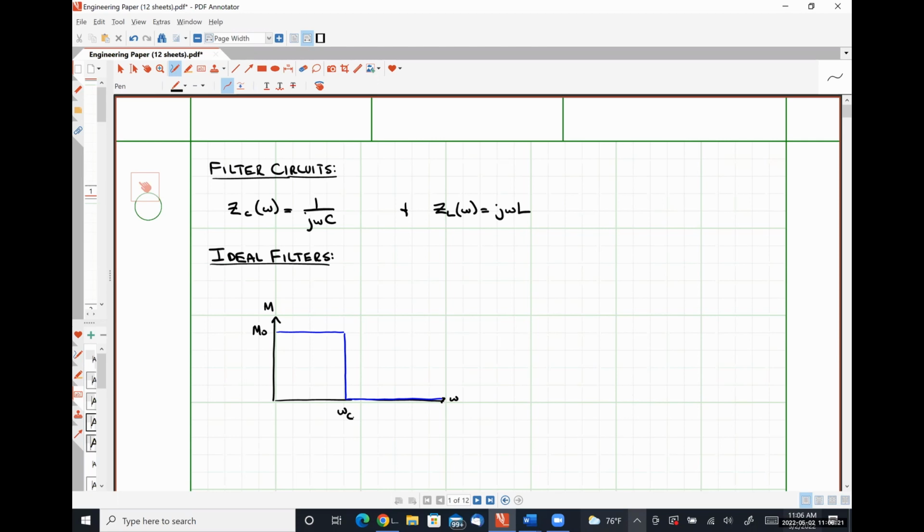So we can define everything below omega c to be what's called the pass band, and everything above omega c to be called the stop band. Since only low frequency signals are being passed, defined by our cutoff frequency omega c, this is what's called a low pass filter.